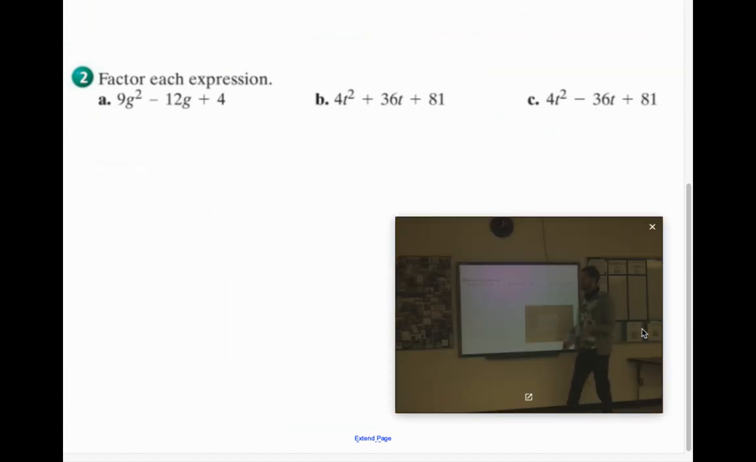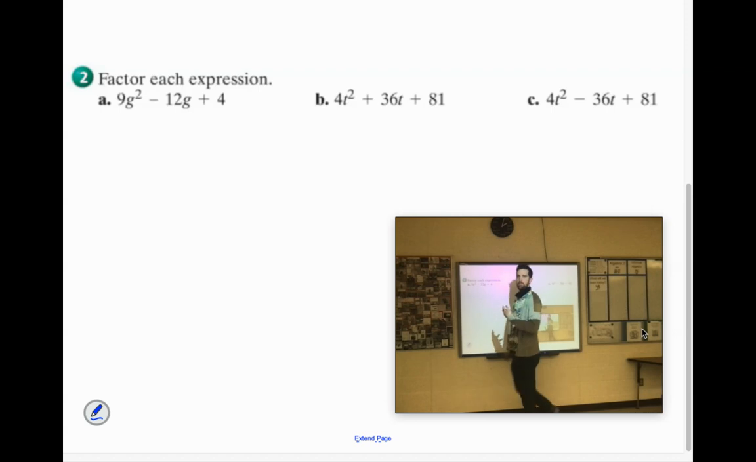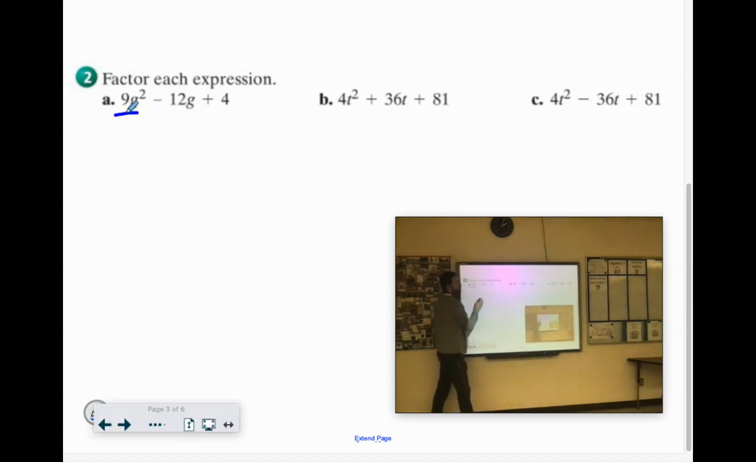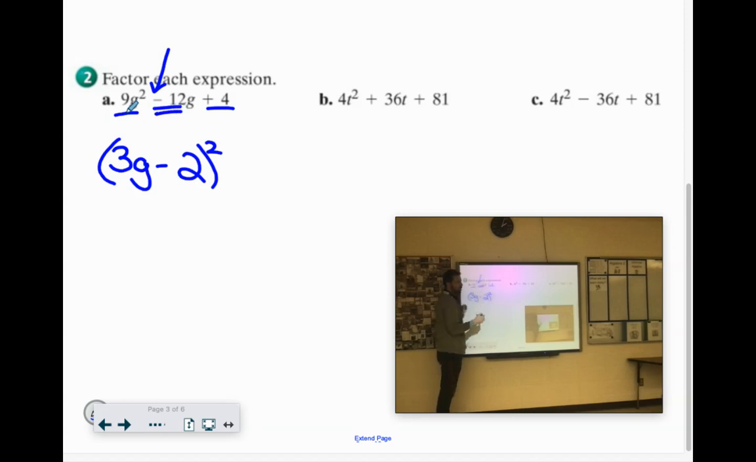These are all perfect squares because you can square root the first term, you can square root the last one. Square root of 9g squared, we just did it, 3g. Square root of 4, we just did it, 2. The only difference is that first symbol, which does make a difference because that's the one that goes in between them. So it'd be 3g minus 2 squared. 3g times negative 2 is negative 6g times 2 is negative 12g.